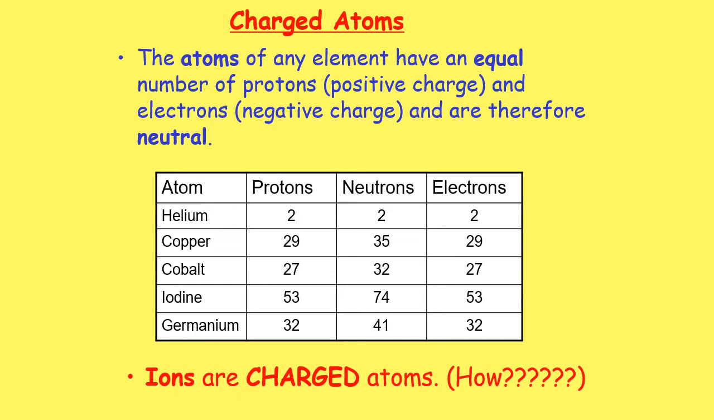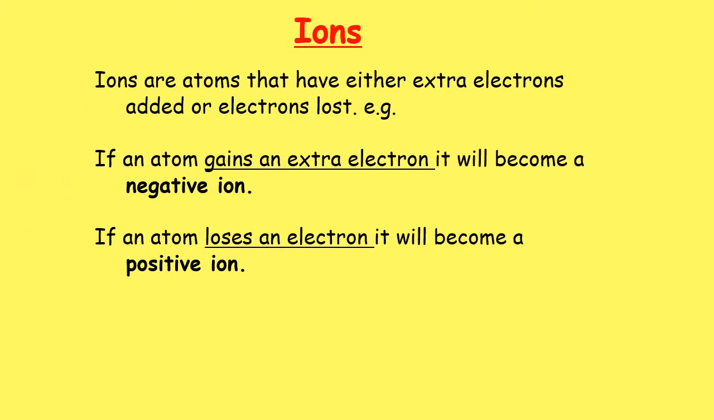So what is a charged atom? If an ion is a charged atom, what does that mean? How does that happen? Well, ions are atoms that have either had extra electrons added or have lost electrons. So the only way an ion can form is if something happens to the electrons. Nothing ever happens to the number of protons or neutrons when we're talking about ions. It's only electrons that change.